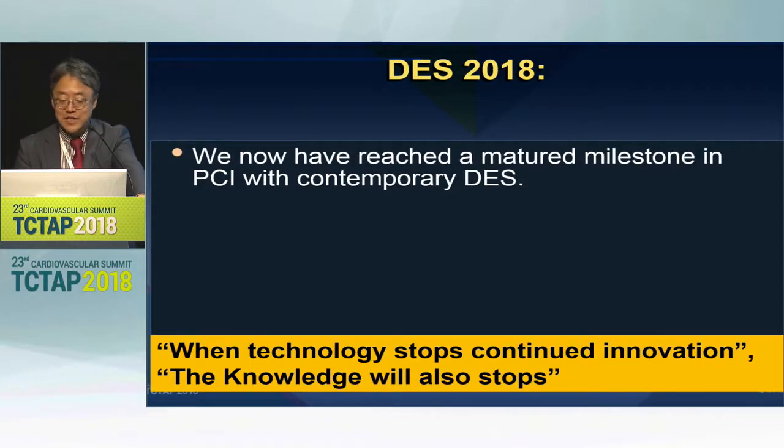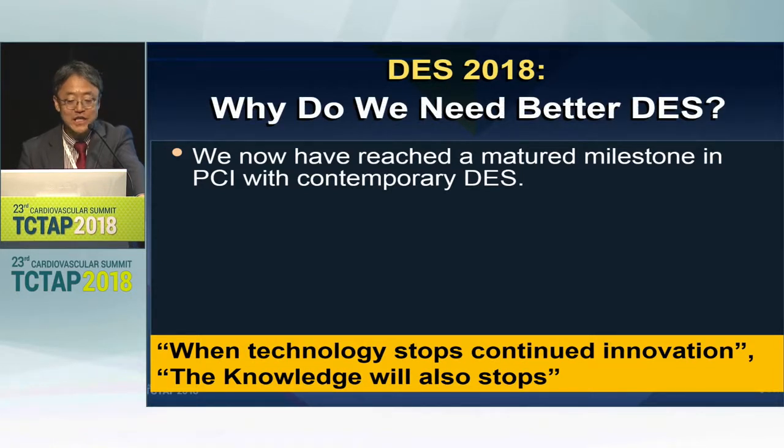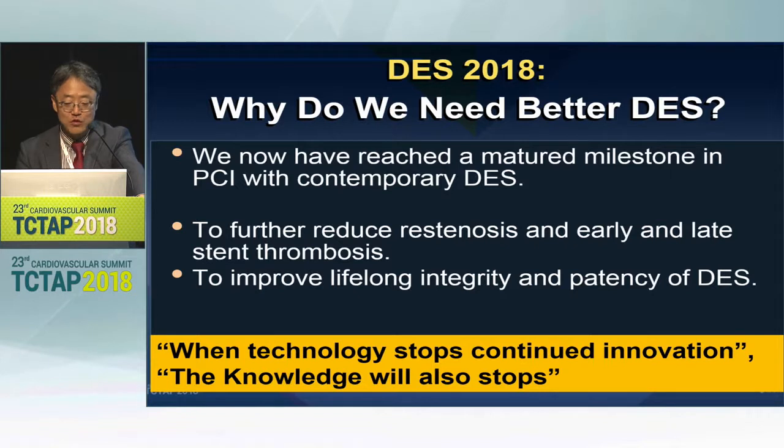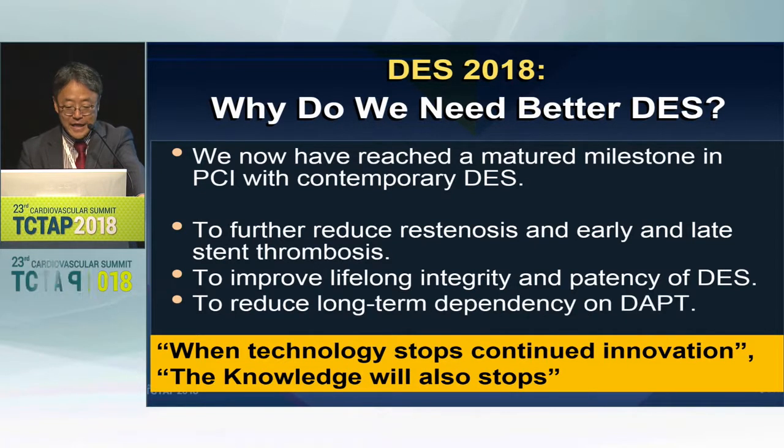So, the drug-eluting stent in 2018: we have now reached a mature milestone in PCI with the contemporary drug-eluting stent. Why do we need a better drug-eluting stent? First, to further reduce restenosis and early and late stent thrombosis. Second, to improve lifelong integrity and patency of drug-eluting stents, like stent fracture and some stent deformation. And to reduce long-term dependency on dual antiplatelet therapy. This is another important issue to improve the stent. When technology stops continued innovation, I think the knowledge will also stop. Thank you for your attention.